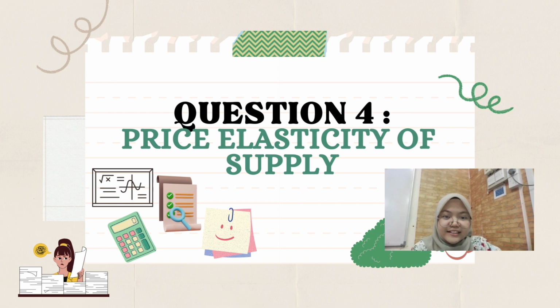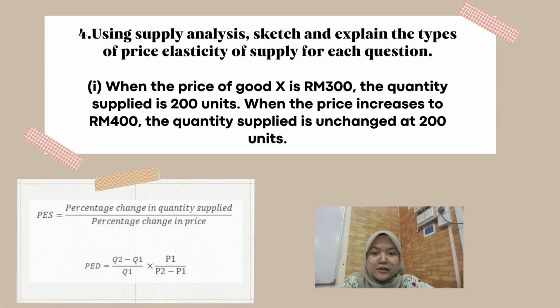For the next slide is question 4 about price elasticity of supply. For question 4, using supply analysis, sketch and explain the types of price elasticity of supply for each question. Number 1, when the price of good X is RM300, the quantity supplied is 200 units. When the price increases to 400 ringgit, the quantity supplied is unchanged at 200 units.